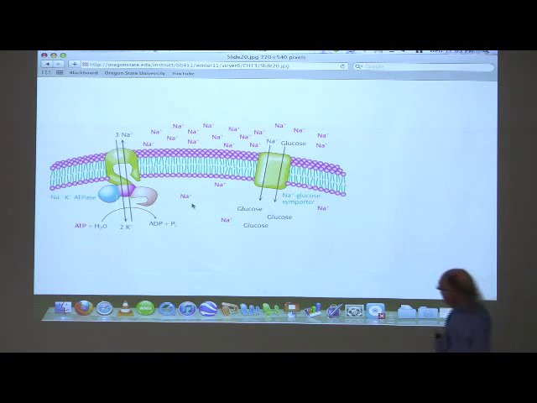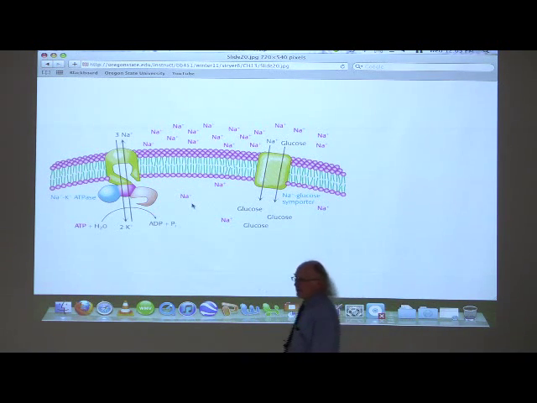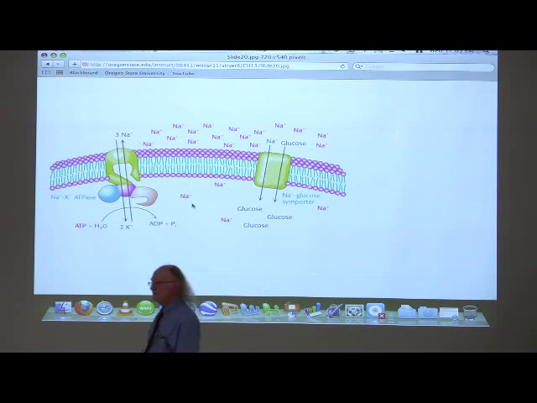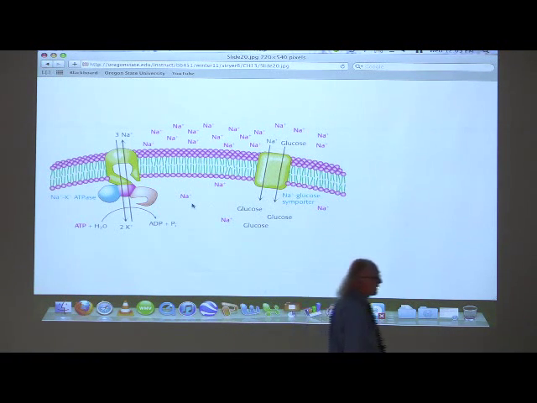In this scheme, sodium is kicked out. That creates an artificial gradient. Sodium, as a result of being kicked out like this, is in higher concentration outside of the cell than it is inside of the cell. That sodium wants back in. Okay? That sodium coming back in is a force, okay?